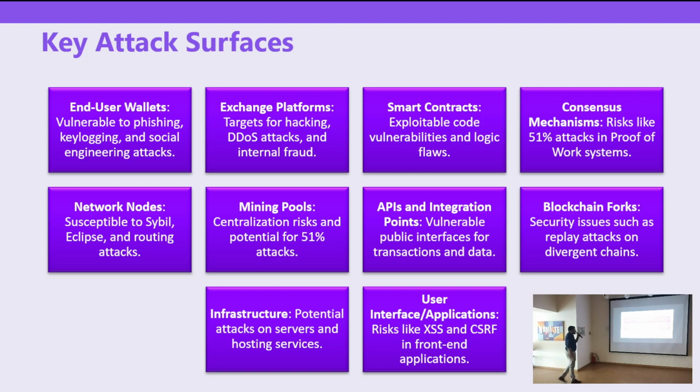Smart contracts, I already spoke about. Consensus mechanism: a 51% attack targets the consensus mechanism. You have network nodes, node-based attacks, like the Sybil attack, one of the attacks where we try to create false nodes. Mining tool risks, APIs and integration points.